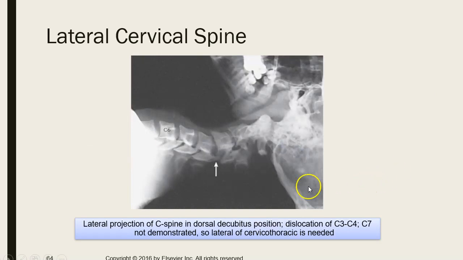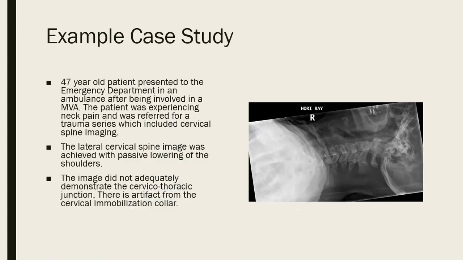This is also another example of a lateral projection of the C spine. As you can see, you can't see C7 here, but there is a dislocation of this actual cervical spine here. So it's kind of neat to see. And you would need to do a swimmer's to make sure that you got C7 in case there was another injury below. You just have to be very careful with your patient.